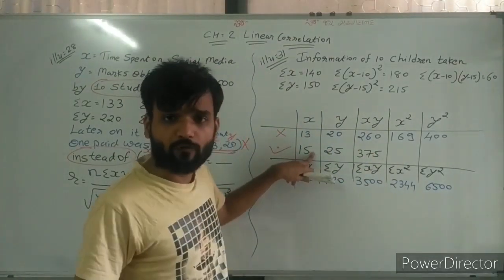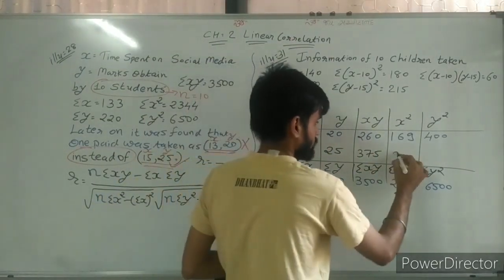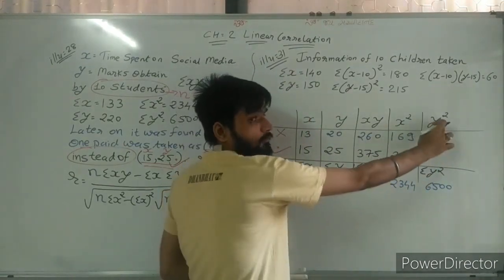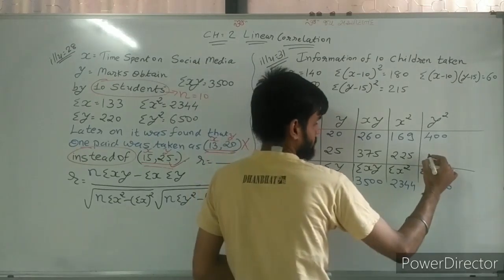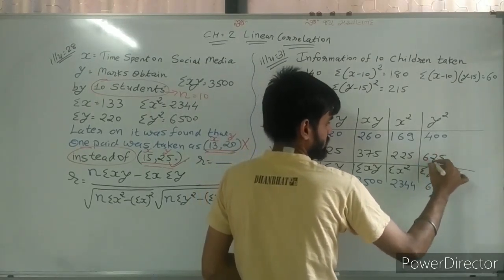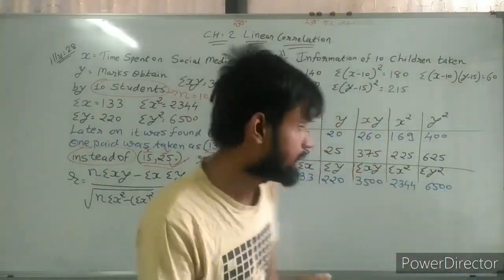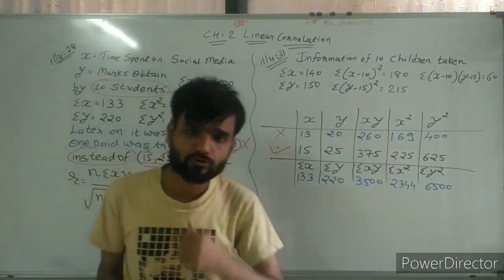Then after that, x square, so square of 15 is 225. And square of y, so 25 square is 625. So 225, 625 and 375. These are the values.